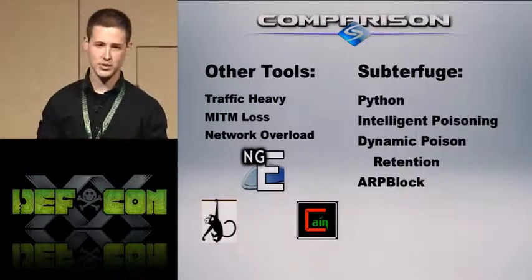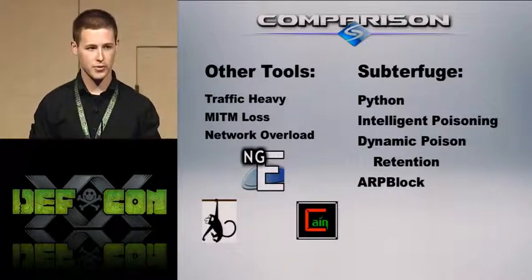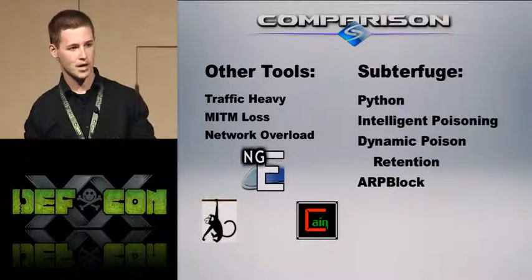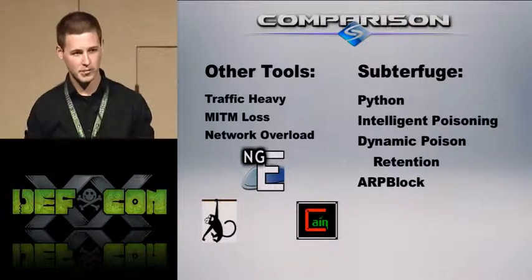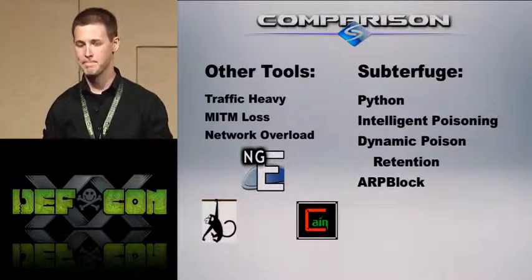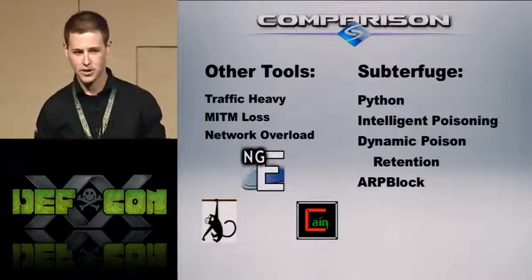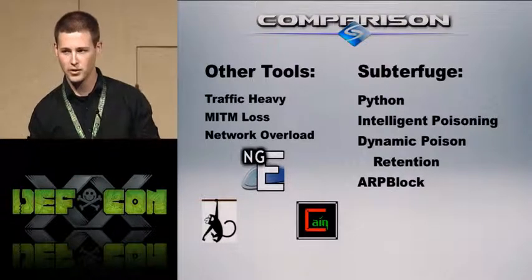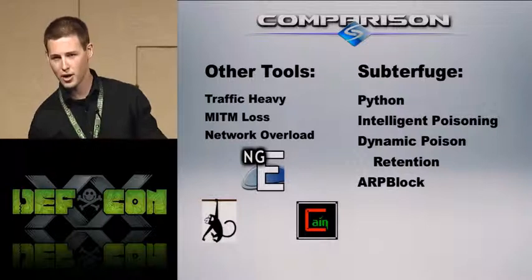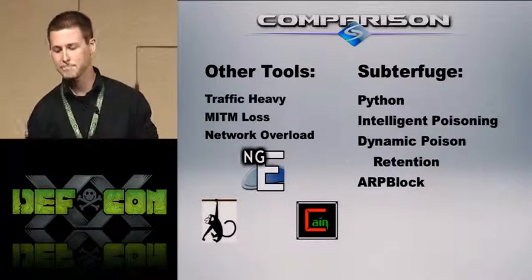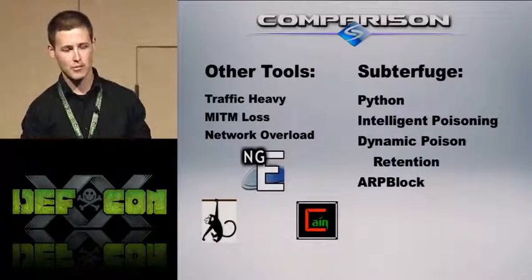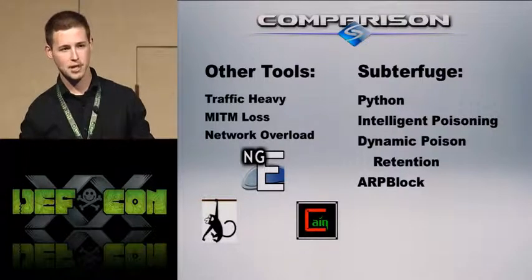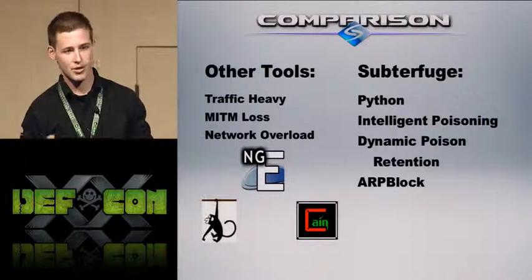Now, dynamic poison retention is really unique to Subterfuge, where it actually listens for those basic ARP communications between the router and the clients, or the clients and the router, that would typically make you lose that man-in-the-middle situation. For example, when Windows first turns on and connects to the internet, even if its ARP cache is full, it'll say, hey router, where are you again? Just checking. Now that would normally make you lose the man-in-the-middle position if you were an attacker, because the router would say, here I am, and the client would be like, oh, there's the real router.